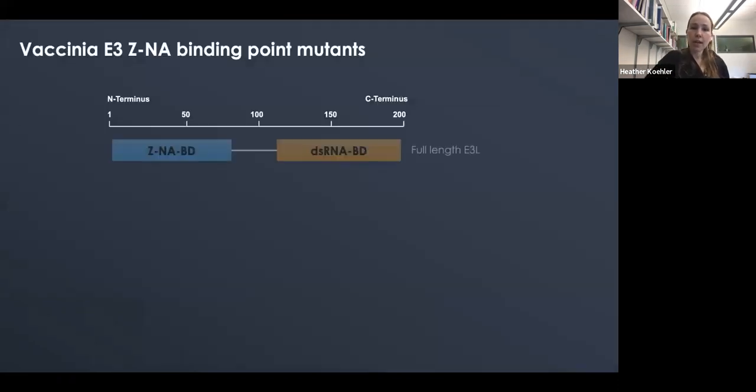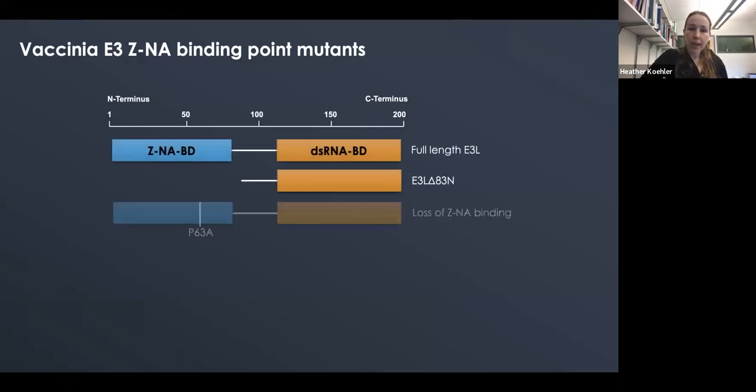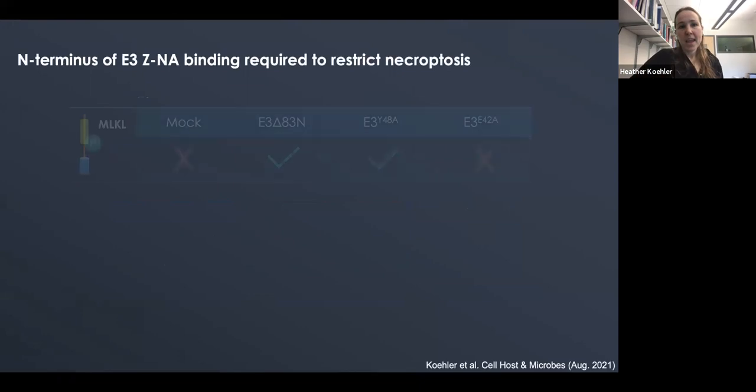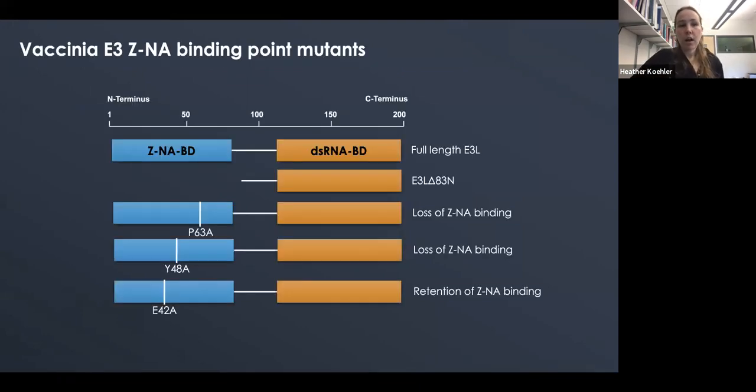I've already hinted, this is a Z-form nucleic acid binding domain. We made a bunch of point mutations specifically disrupting the amino acids that bind to Z-form nucleic acid. And any disruption of the Z-form nucleic acid binding is as attenuated as the full deletion. So this is really saying it's Z-RNA.